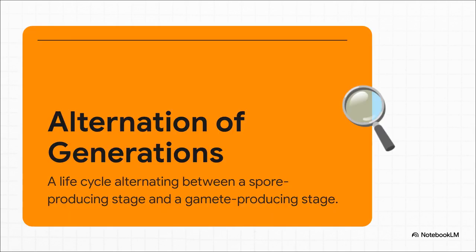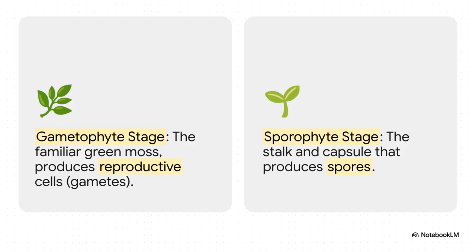Now, to really understand how they reproduce, we've got to wrap our heads around a really cool concept in plant biology: alternation of generations. I know, it sounds super complex, but it's not, I promise. It just means the organism has two totally distinct forms in its life cycle. One version of itself produces spores, and the other produces reproductive cells, or gametes. So what does this actually look like?